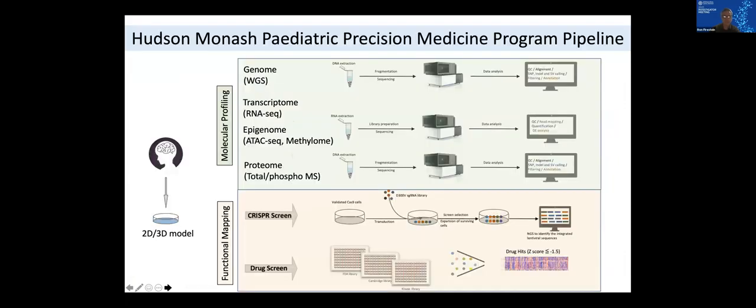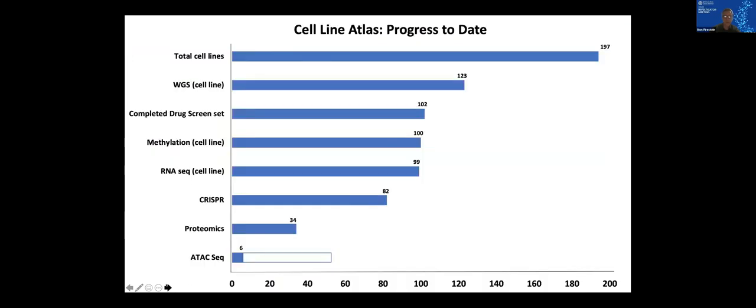So what we do in terms of our workflow is we conduct molecular profiling using whole genome sequencing, transcriptomics, and epigenomic analyses using DNA methylation and ATAC-seq. And we've also recently added total and phosphoproteome analysis. We then also perform screens, both CRISPR genetic knockout screens to identify therapeutic vulnerabilities, and also drug screens using 3 separate libraries that comprise about 2,000 drugs.